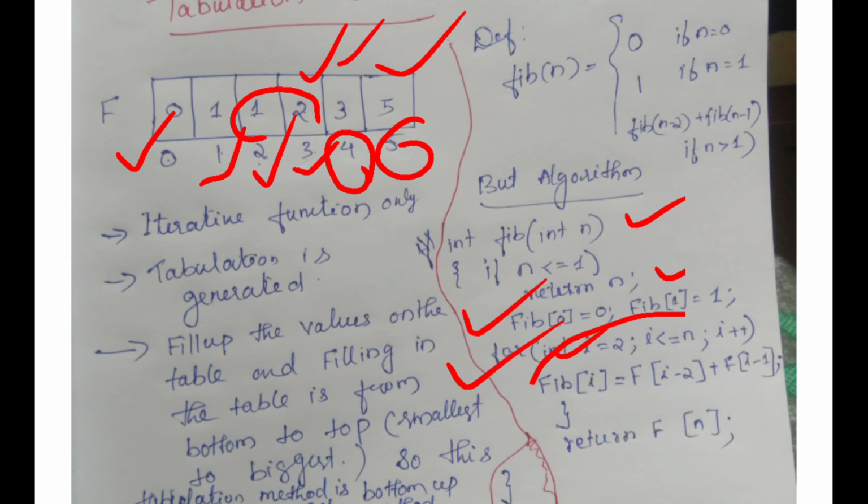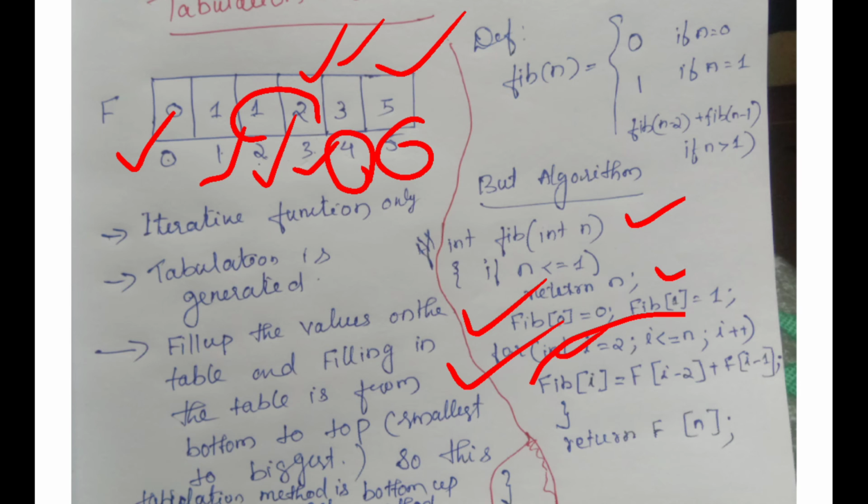We know about both methods, what is the memoization method and what is the tabulation method, but commonly we use the tabulation method. You already know how to find the nth term of the Fibonacci series, which is a simple concept: the previous two numbers are added to get the next term, and so on. So this is the concept of the tabulation method, which uses an iterative function only.